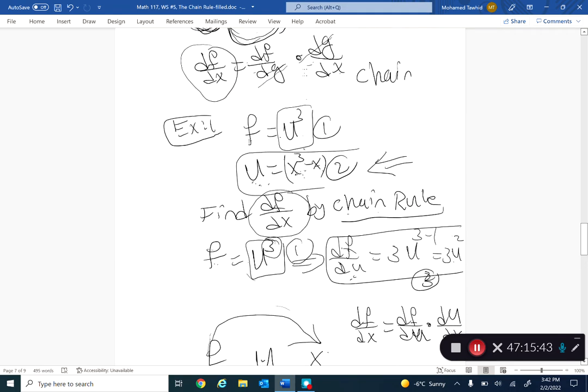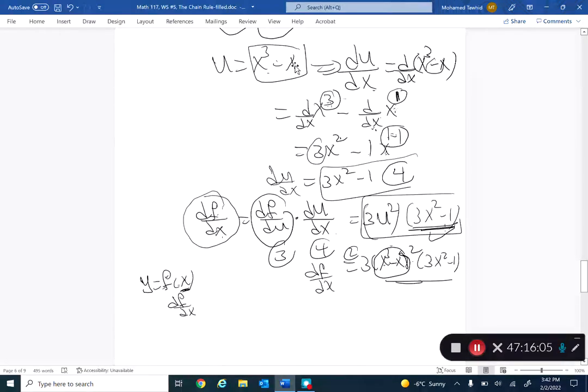So here, let me summarize what I did. f is a function in u, so it's easy to take the derivative of f with respect to u. Here, u is a function in x. It's easy to take the derivative of u with respect to x and then multiply those together. That will give you the derivative of f with respect to x, and that is called the chain rule.